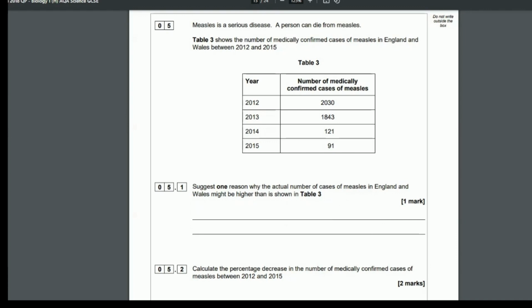Some people might be on holiday when they get measles and it doesn't get registered. Okay, 5.2: calculate the percentage decrease in the number of medically confirmed cases of measles from 2012 to 2015.